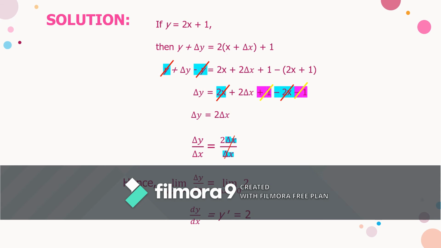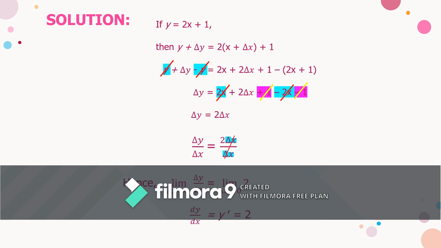Okay, so before we proceed, as you can see, there are terms that are cancelled out. Okay, so we have here 2x minus 2x, that is 0. Positive 1 minus 1, that is also another 0. So what is left on the right side is 2 delta x. And then the next step is we will divide both sides of the equation by delta x. So on the right, 2 delta x divided by delta x is 2.